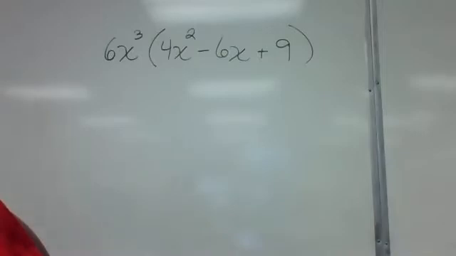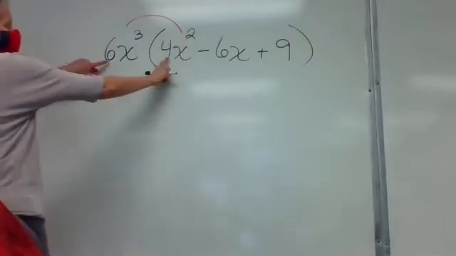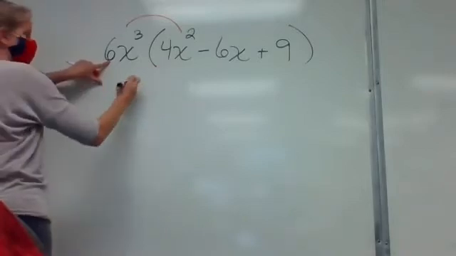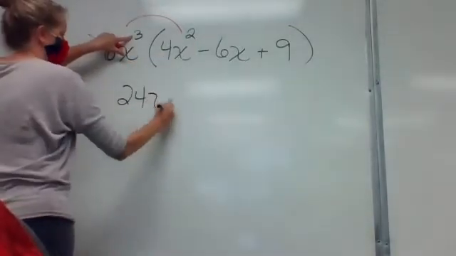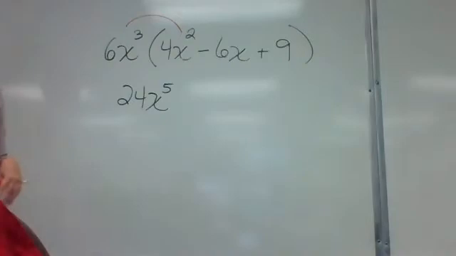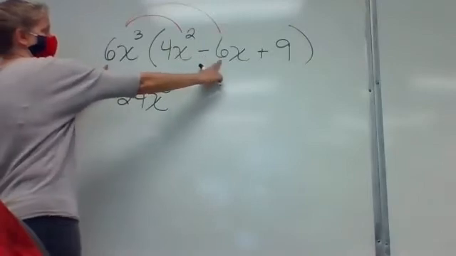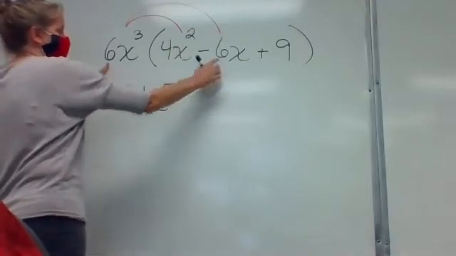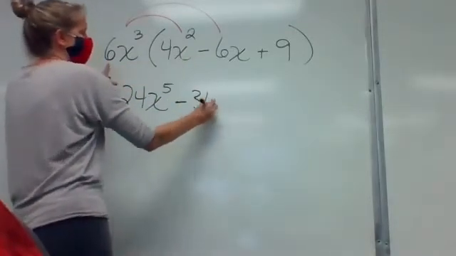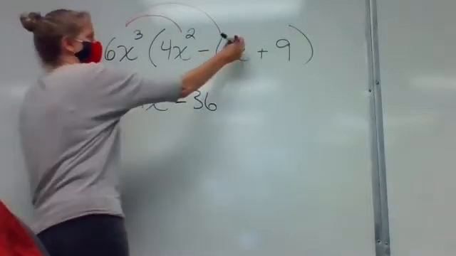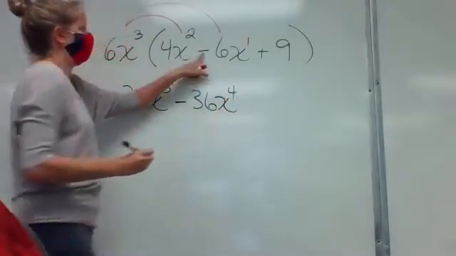So 6x to the 3rd is going to go here first, right? So what's the number part going to give me? 6 times 4 is 24. So 24. And what's my x going to be? It's going to be x to the 5th, right, because you add your exponent. Done with 4x squared, right? Done with that. Now 6 times -6, that's going to give you -36, right, because you have a positive times that. So minus 36. And then that x is going to be a 1, so 3 plus 1 is 4. So that's x to the 4th. All right, done with this one.